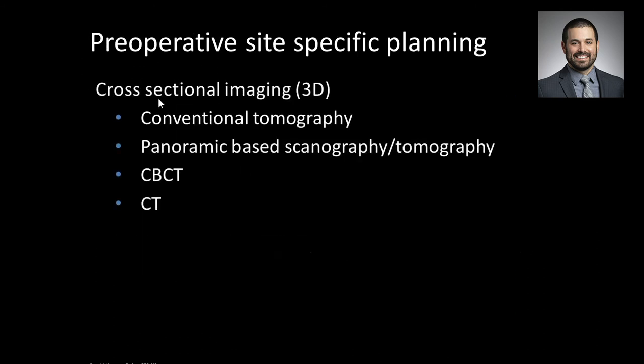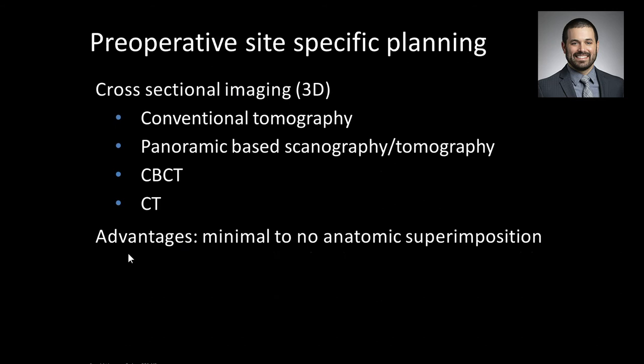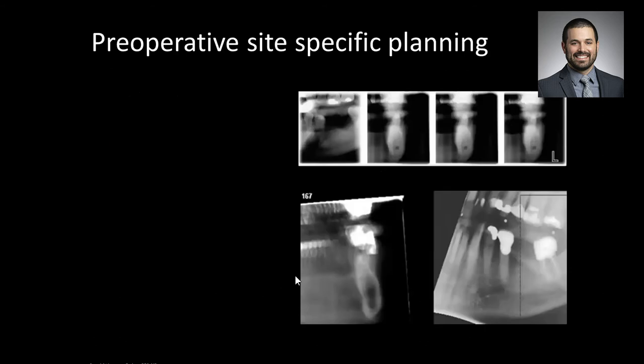If we look at cross-sectional imaging, that could be conventional tomography or panoramic-based scanography and tomography, or cone beam CT and CT. I'll show you examples of these because we really haven't discussed these yet. The broad advantage to all of these is there's minimal to no anatomic superimposition. Great. So let's look at this cross-sectional imaging in 3D.